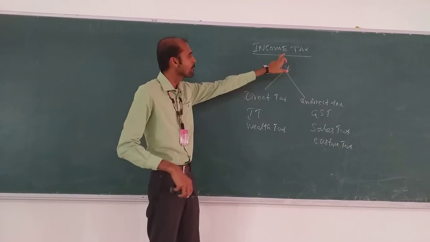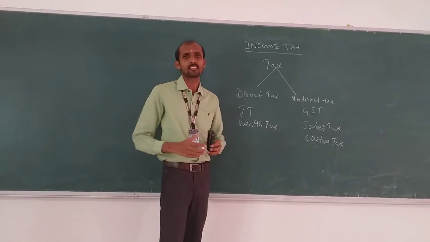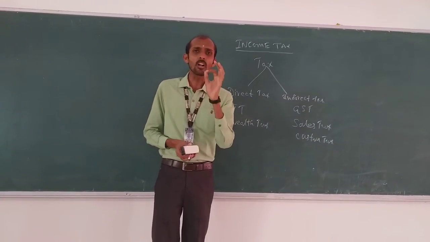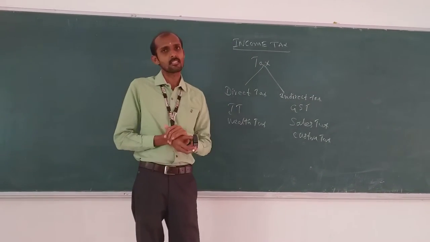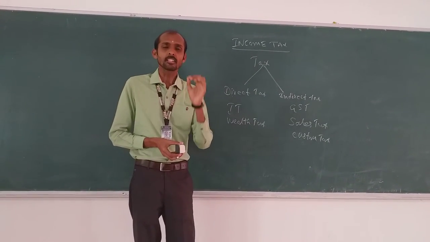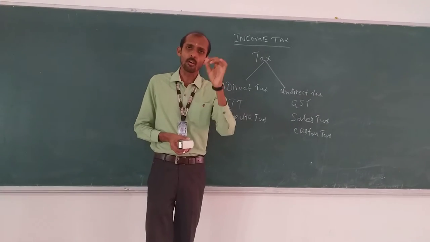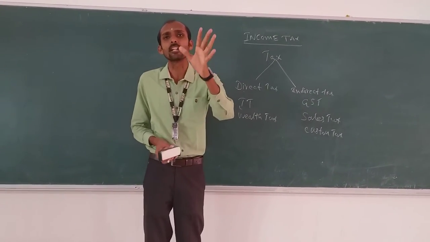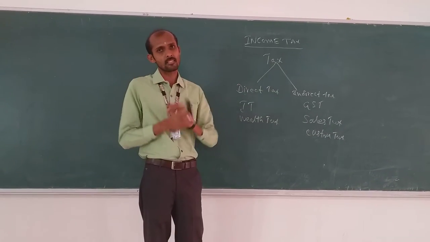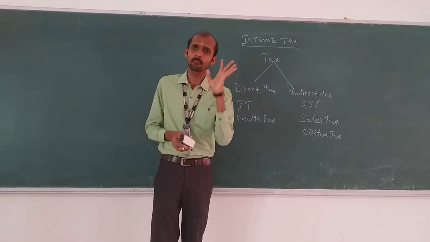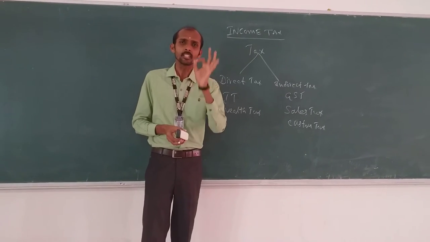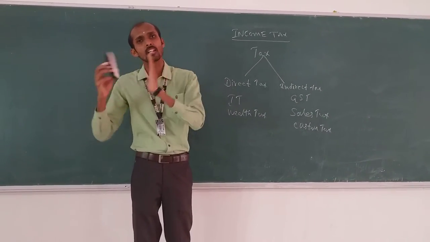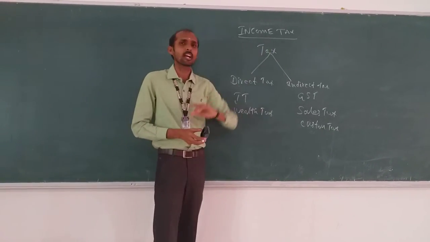Then we go for income tax. What is income tax? Very simple. Tax on income means income tax. Yes, tax on income, profit, gains earned by the person during a particular period. That is called income tax. Everyone is earning money, so those who are earning need to pay tax to the government. So tax on income is called income tax.